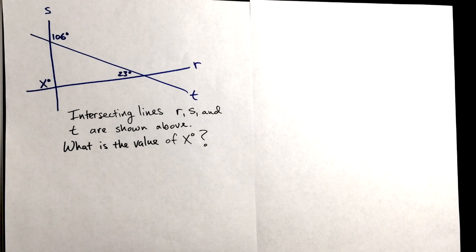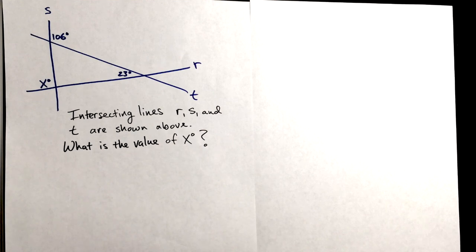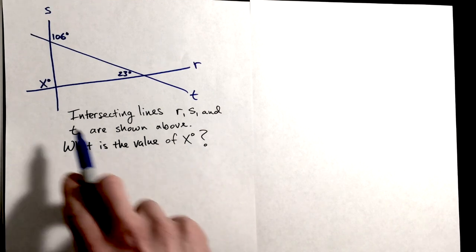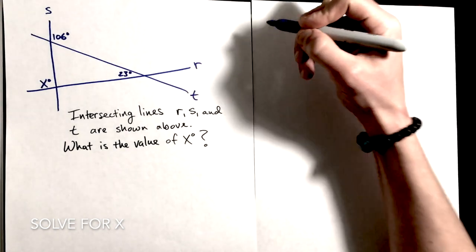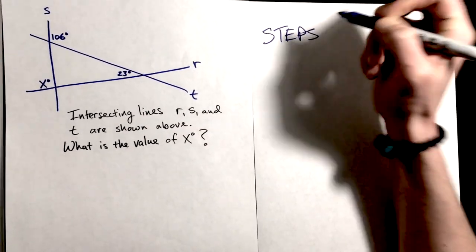We even learned trig from the SAT, and it says here we've got intersecting lines R, S, and T, and they want to know what the value of x is. So again, we always start with some steps or some background here. So look at our first step here.